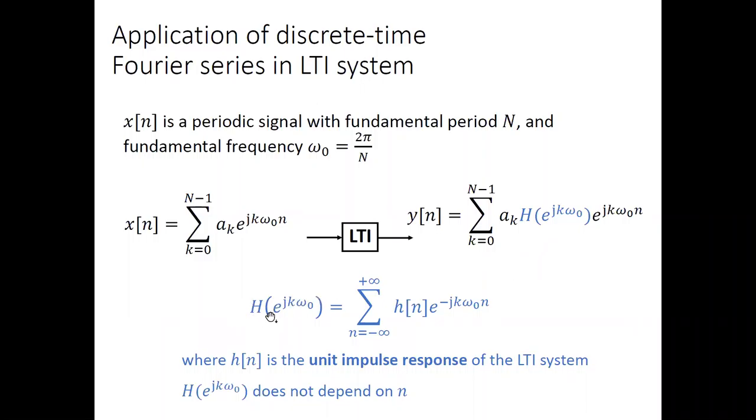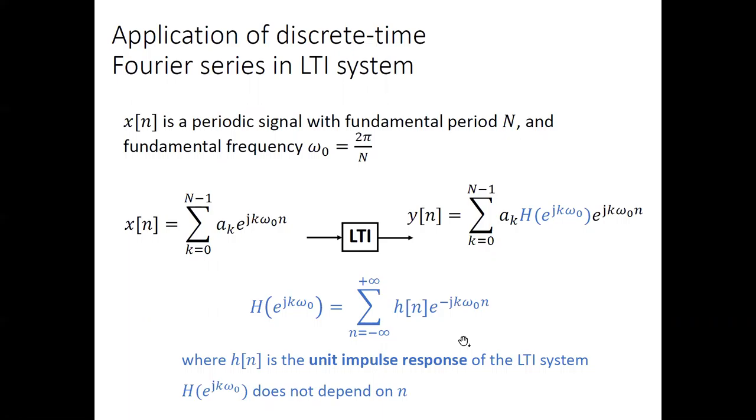So here, this capital H, which is dependent on exponential jk omega 0, is calculated in the following way. It's an infinite sum of the h of n. So for the discrete time LTI system, it still has a unit impulse response function, which is an inherent property. This function is given to us as h of n. And this capital H is calculated as an infinite sum of h of n weighted by exponential minus jk omega 0 n.